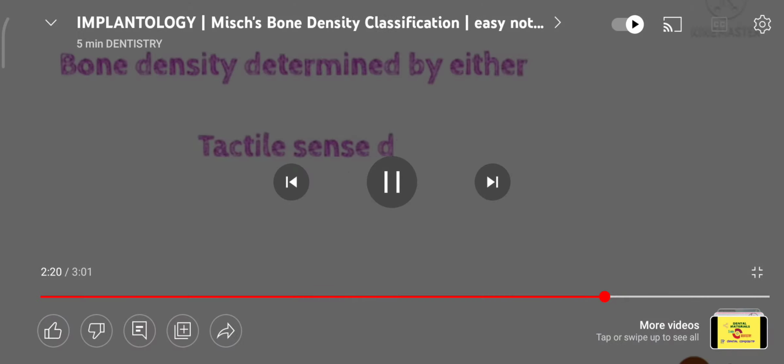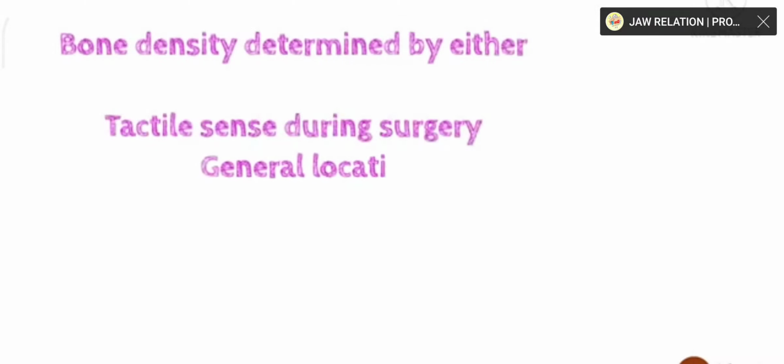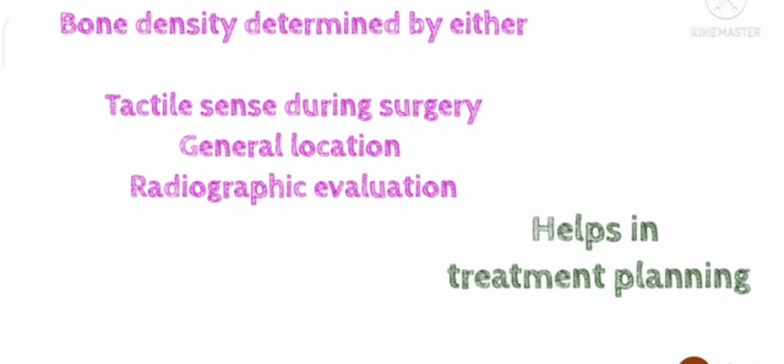The type of bone density present in an area can be determined by either tactile sense, which is seen during surgery, or the general location which we saw before, or by radiographic evaluation by CBCT. Classifying bone depending on their densities and knowing it before starting the treatment planning for implant helps us to decide the treatment plan based on that, which reduces failure of implants and improves longevity of successful implants.